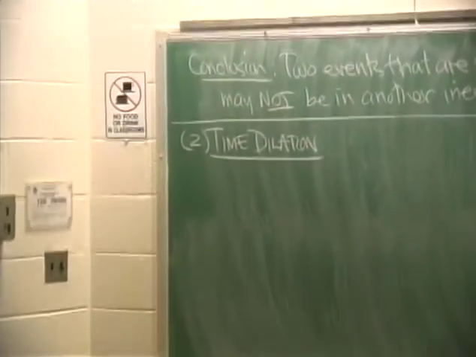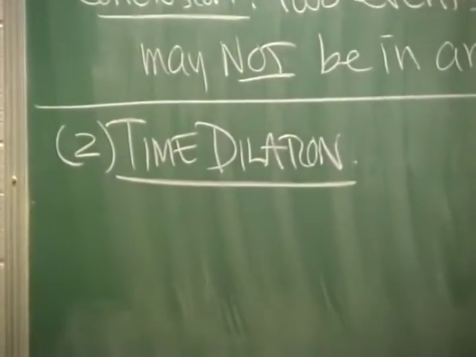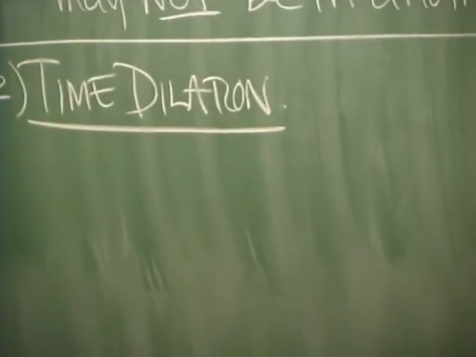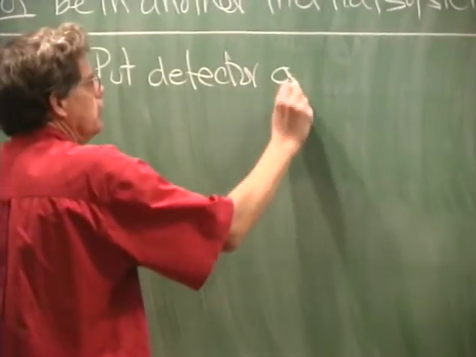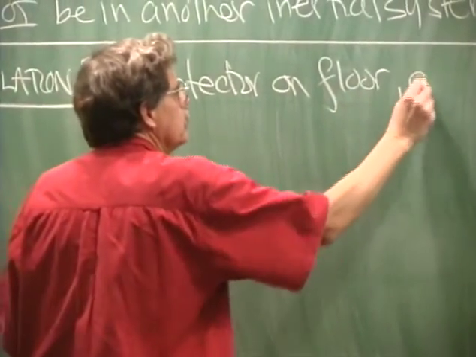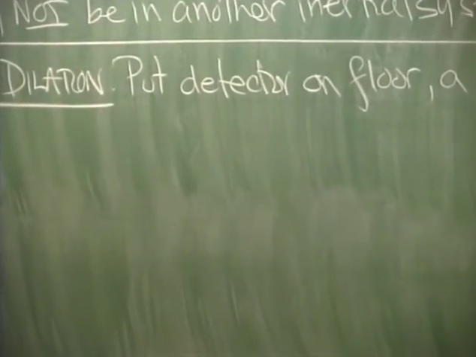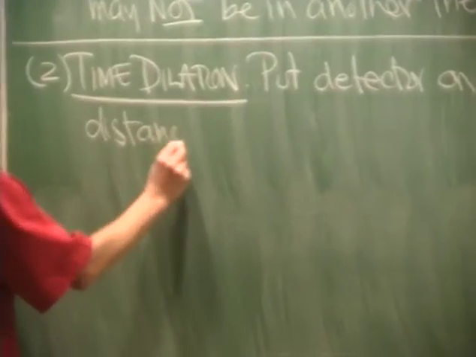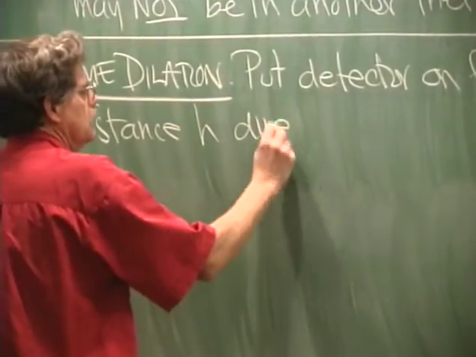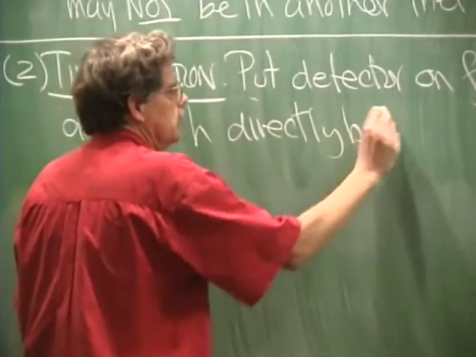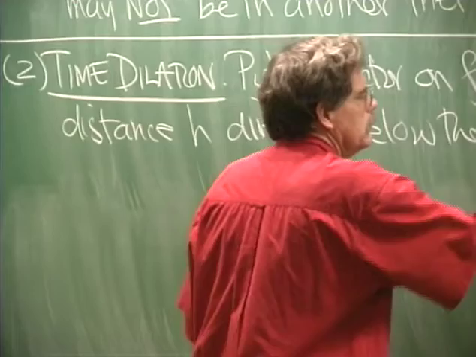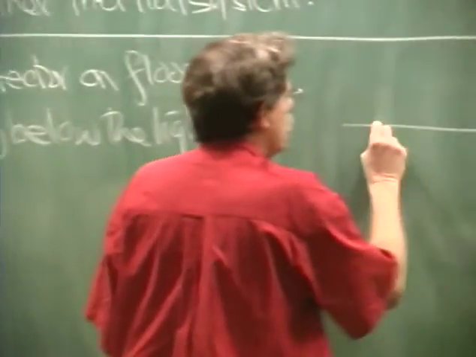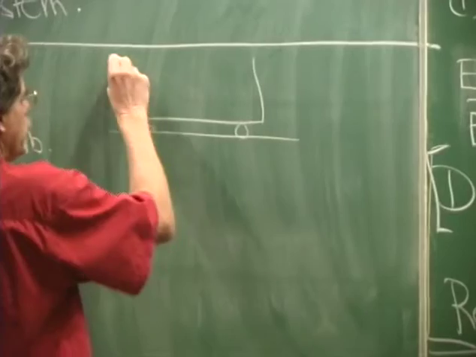Another of Einstein's little parables. This time I'm going to use the same equipment, but I stick a detector on the floor directly below the light bulb, at a distance h. So here's the picture, boxcar, and I'm going to do exactly the same job.